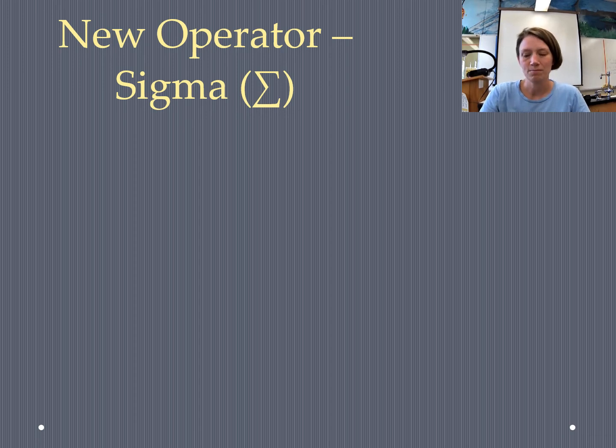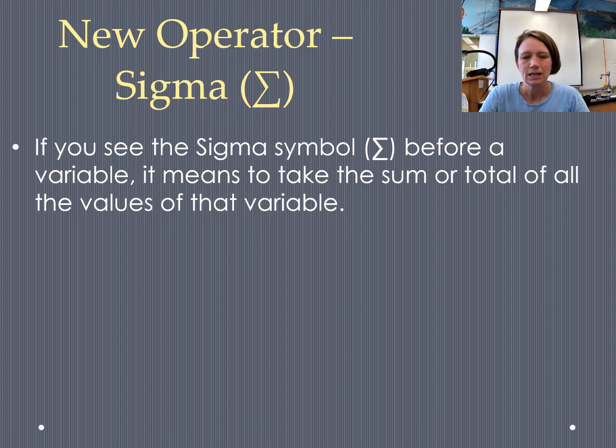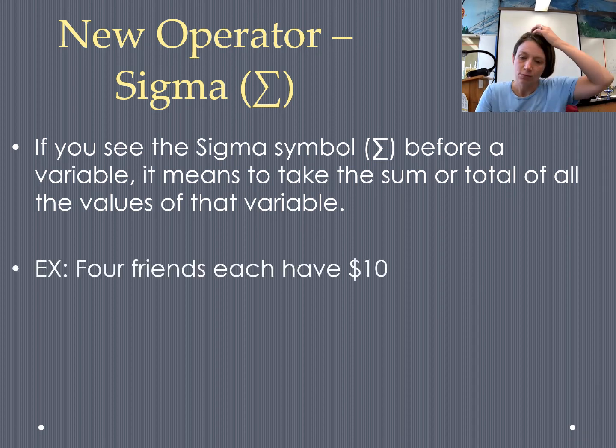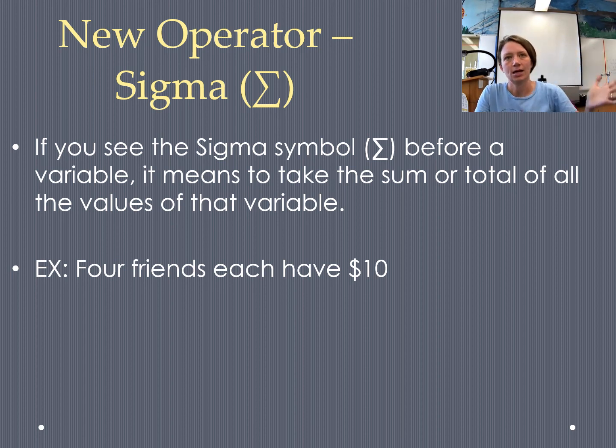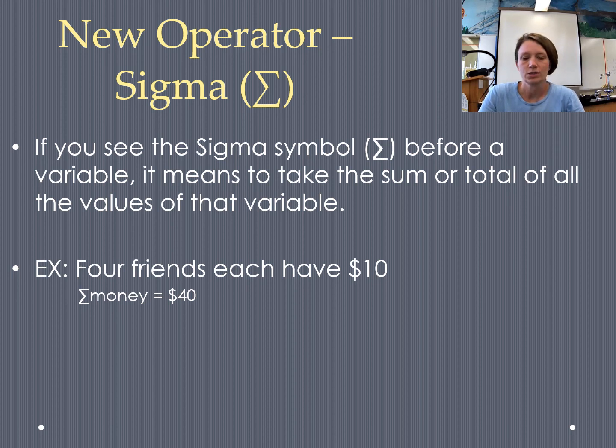So another operator that maybe you've seen before, but probably not, is known as sigma, and it kind of looks like that funky E with some angles added to it. If you see the sigma symbol in a problem before a variable, it means that we're actually interested in the total or the sum. So sigma means sum, which is like add all of the values of that variable together. So for example, if you had 4 people that each had $10, the sigma money, or whatever variable you're using, would be $40. It would be adding up all of those things together.